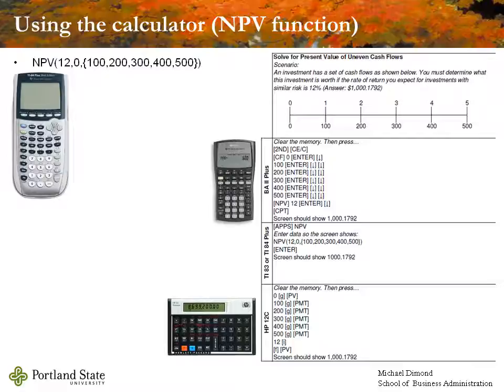You're then going to press NPV. It's going to prompt you with an I, and you're going to enter the interest rate involved, which was 12%. You enter that as a whole number again. You press Enter, the down arrow. It'll show you NPV on the screen again, and you press Compute, the CPT button. And the screen should show you the correct answer, 1000.1792.